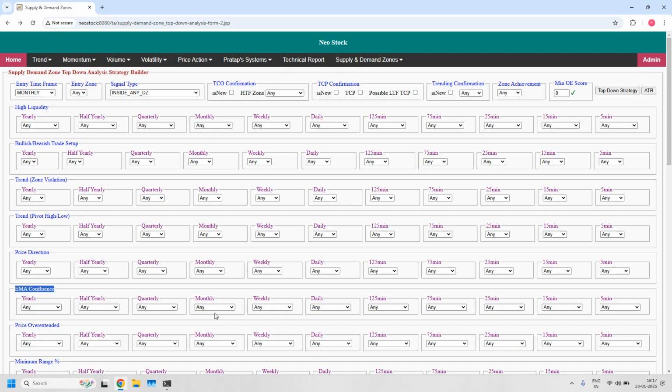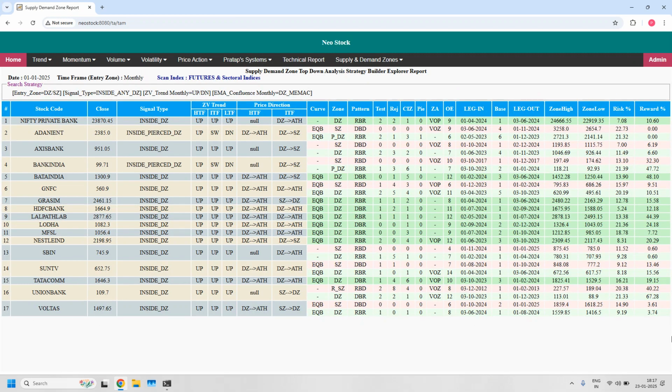So I'm adding the EMA Confluence filter on monthly time frame. Monthly demand zone having monthly EMA Confluence. Trend on monthly time frame can be either up or down. Let's filter. We got 17 stocks. These 17 monthly demand zones are having monthly EMA Confluence and current price closed inside the monthly demand zone.